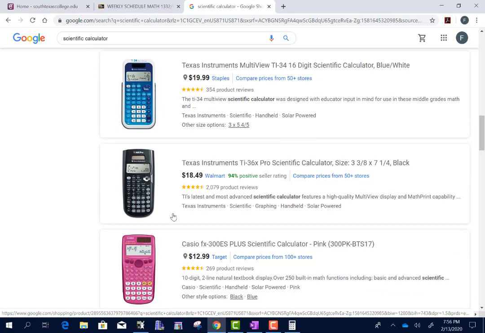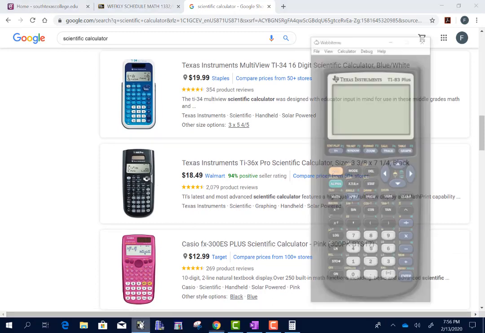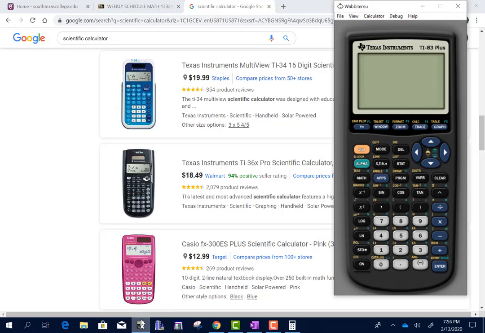So anyway, you definitely want to get a calculator. If you are interested in purchasing something like this, my recommendation is go to Marketplace on Facebook or go to Craigslist, go to a pawn shop.